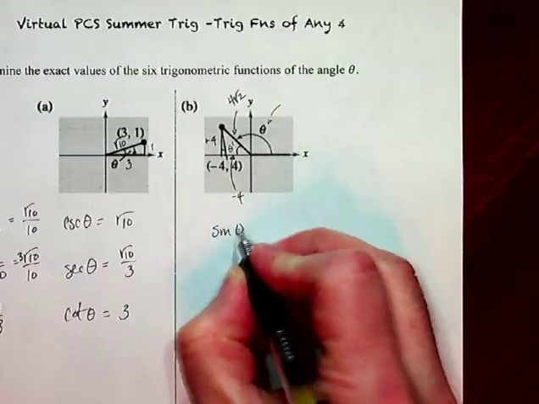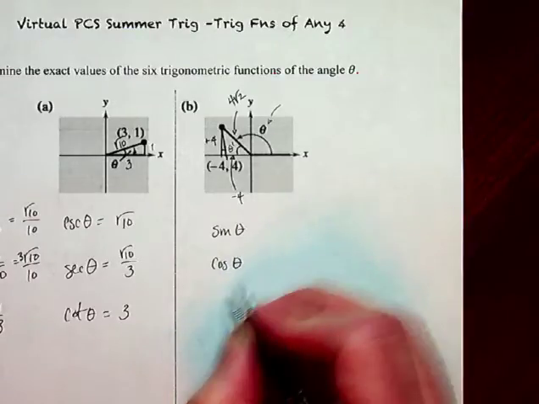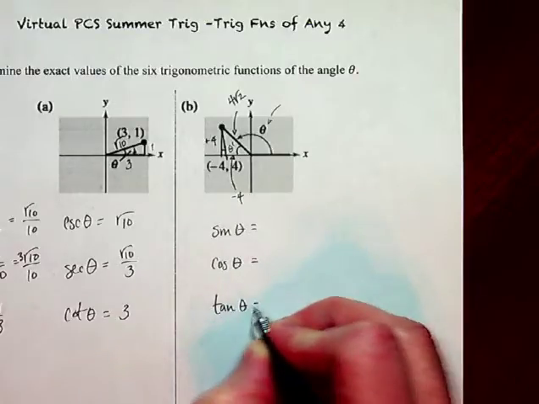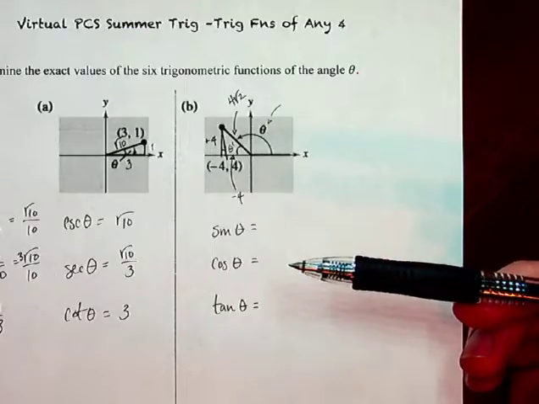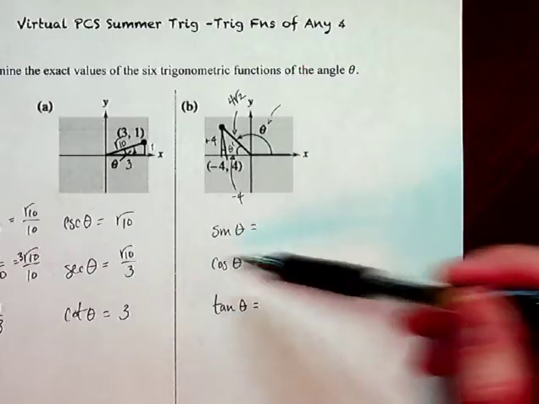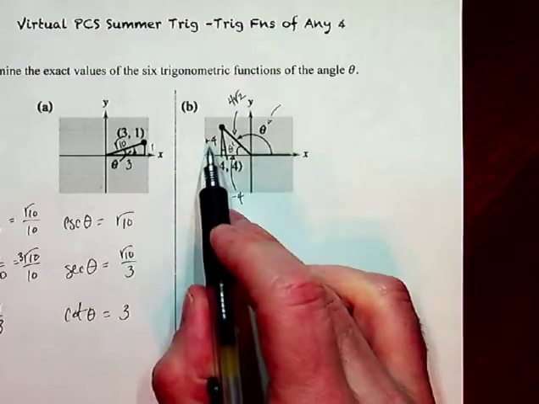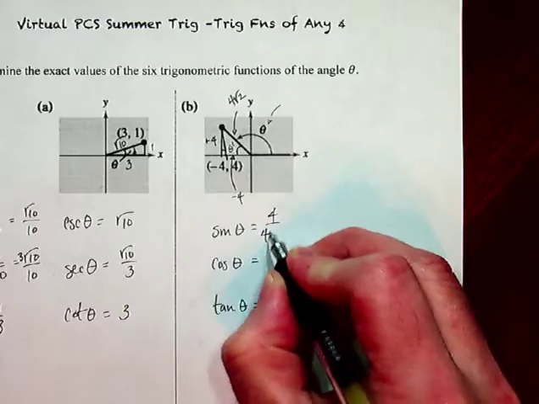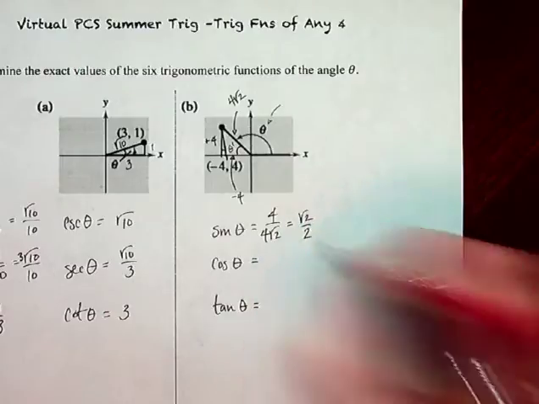Now, because we are in the second quadrant, we have positive y values, which means our sine ratio is going to be positive. But we are to the left of the y-axis, which means that we are going into negative x territory, and our cosine ratio is going to be negative. So in terms of sine, we know the opposite over the hypotenuse is going to be 4 over 4√2, which of course is 1 over √2 and √2 over 2.